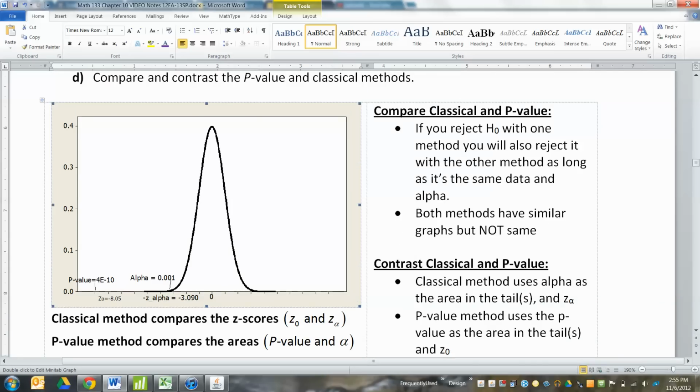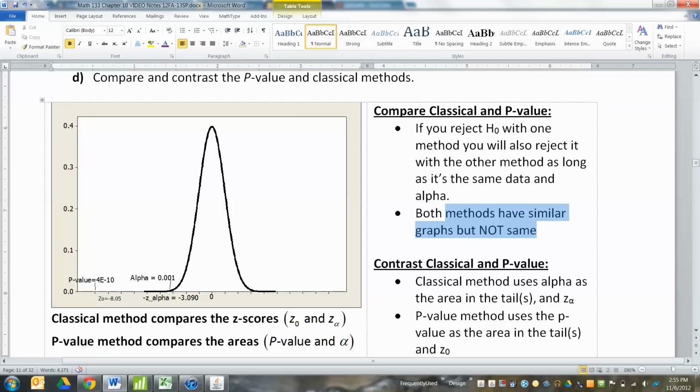So how do these compare? One thing to keep in mind is that if you reject H0, the null hypothesis, with one method, you're going to reject it with the other. You cannot do it so that you reject with one and do not reject with the other. If you do that, you've done something wrong. So you can always check yourself with the other method. In particular, we use the p-value method to check ourselves a lot because calculators and computers do the p-value method, okay? Because it's simpler for calculators.